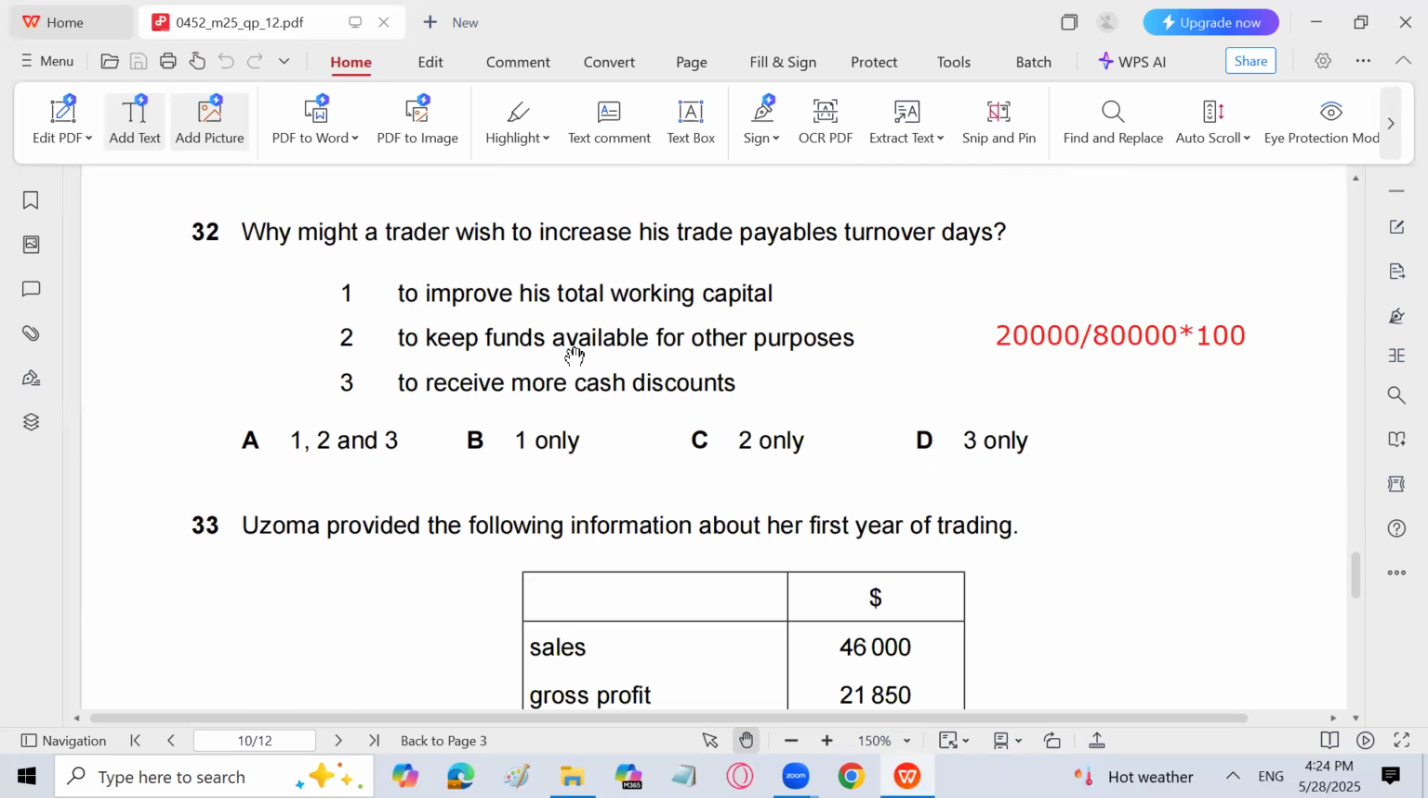So that is right. To keep funds available for other purposes, right. To receive more cash discount is not right, because for that we have to make the payment to trade payables early. To keep funds available for other purposes. So C is the answer.